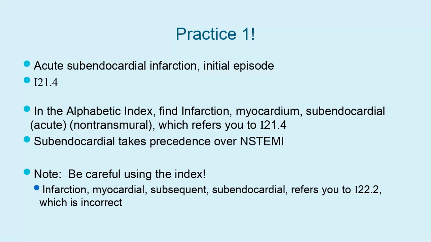The code is I21.4. So in the alphabetic index, you find infarction, myocardium, subendocardial, acute, non-transmural, or non-essential modifiers. And this refers you to I21.4. Remember, subendocardial takes precedence over the fact that it's an NSTEMI. Be careful using the index. It can be really confusing. If you look up infarction, myocardial, subsequent endocardial, you end up at I22.2, which is incorrect because this was the initial episode.